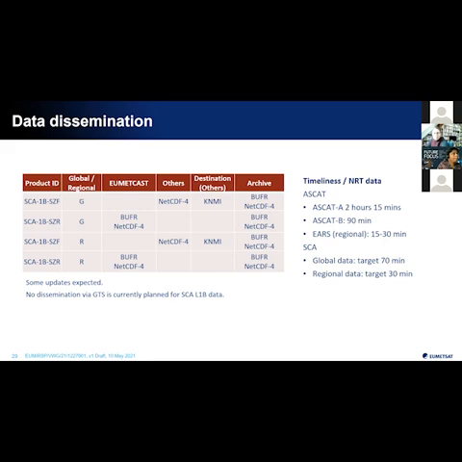Timeliness for ASCAT A, we currently have 2 hours 15 minutes, for B 90 minutes, and for EOS, which is similar to the regional processing, we have 15 to 30 minutes. For SCA, the global data processing has a target of 70 minutes, and for the regional processing, it's 30 minutes. I think I already said that the regional data processing for SCA will be a bit similar to the current EOS, but it's not identical in terms of stations, but the information is available.